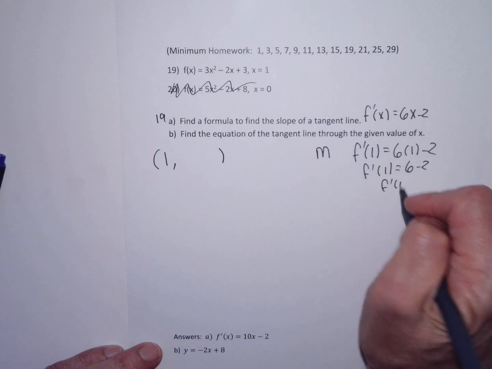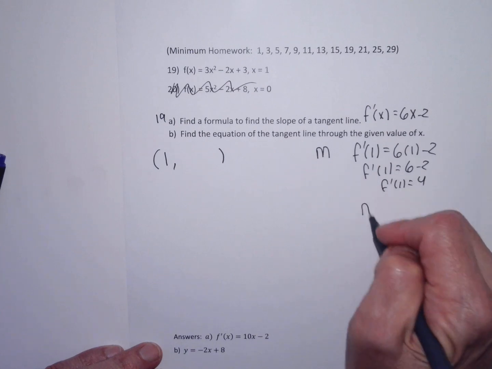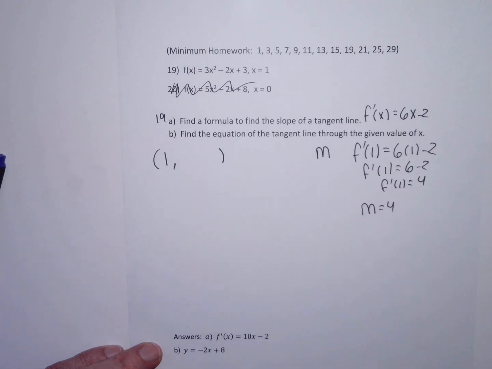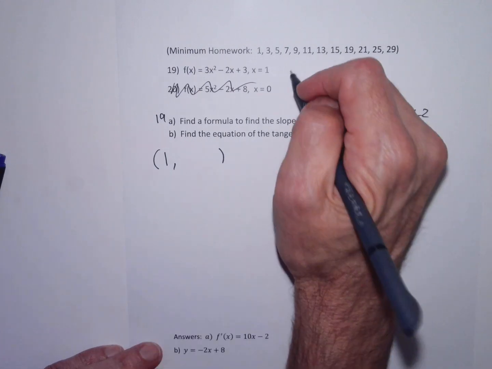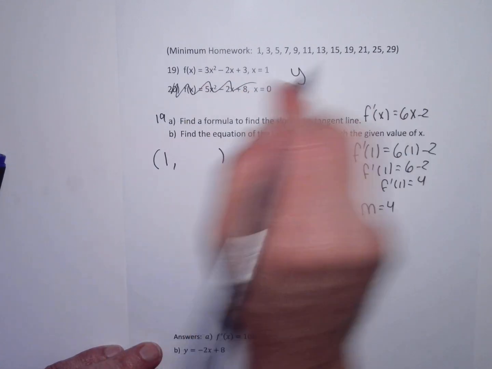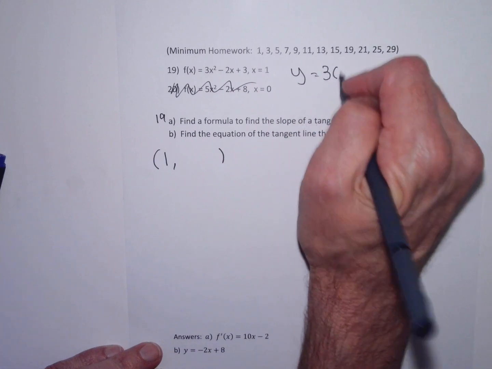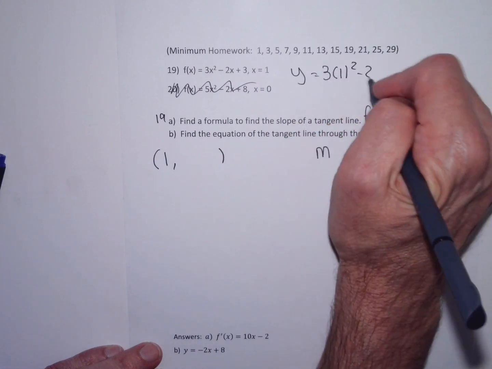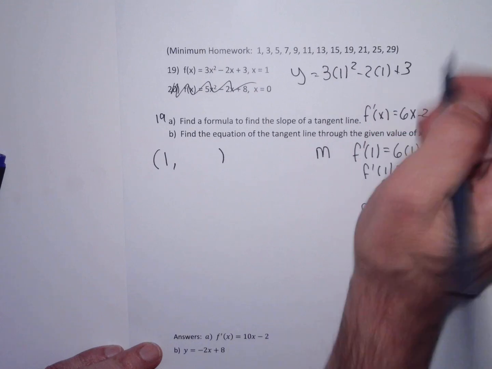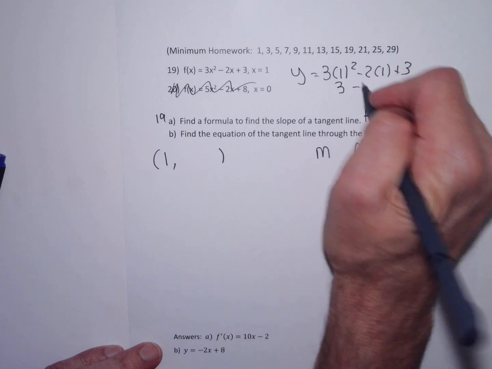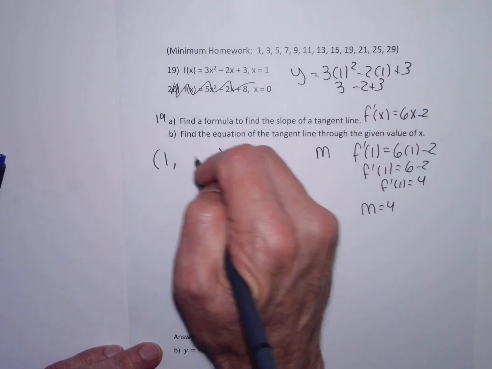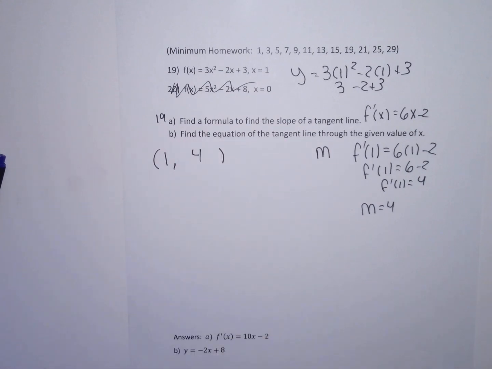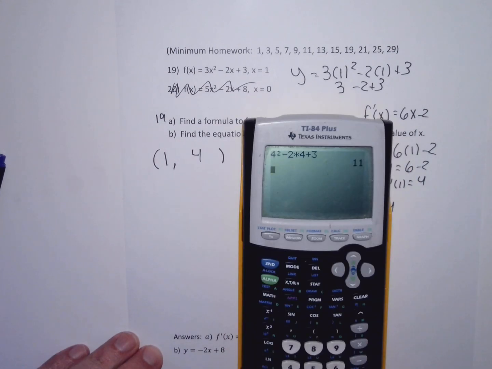And when I plug 1 into the derivative, I get 4. So for problem 19, the slope is 4. To get the y for number 19, I'm going to plug in 1 for each of the x's. I'm going to go 3 times 1 squared minus 2 times 1 plus 3. That's going to be 3 minus 2 plus 3. If I haven't messed up, it's 4. Been shooting videos all day, so let me make sure. 3 times 1 squared minus 2 times 1 plus 3, you get 4.